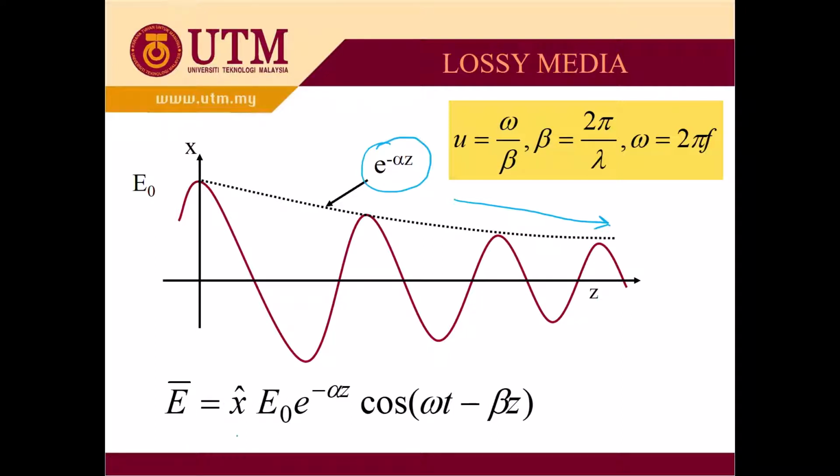Okay, so the velocity equals omega divided by beta. Beta equals 2 pi over lambda. This is just a simple expression that we already discussed before.